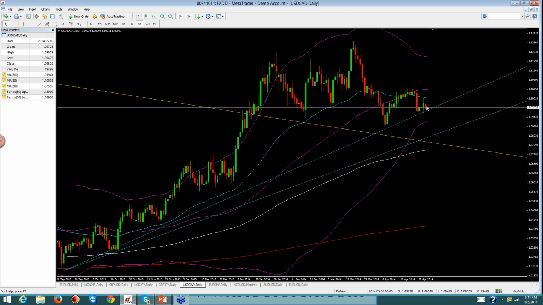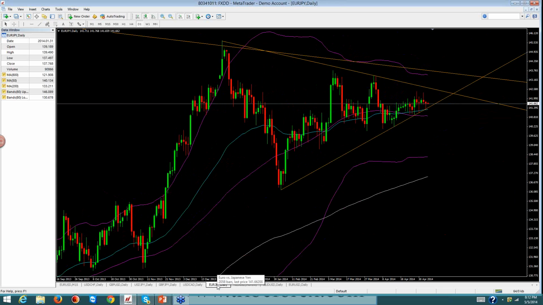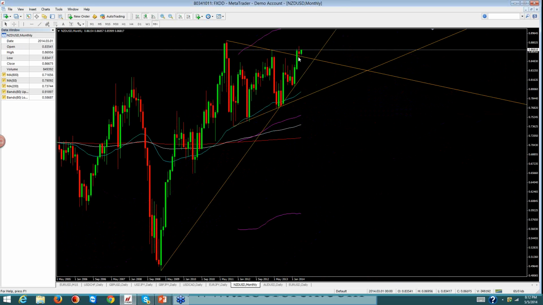Same thing here on the dollar CAD. We're actually holding the area of support, and so we're going to look for price to go up on the dollar CAD. I've got a buy bias on the dollar CAD. Euro yen, once again, I've got a buy. I think price can come down to 140, but I'm looking for a buy off of this low side on the euro yen.